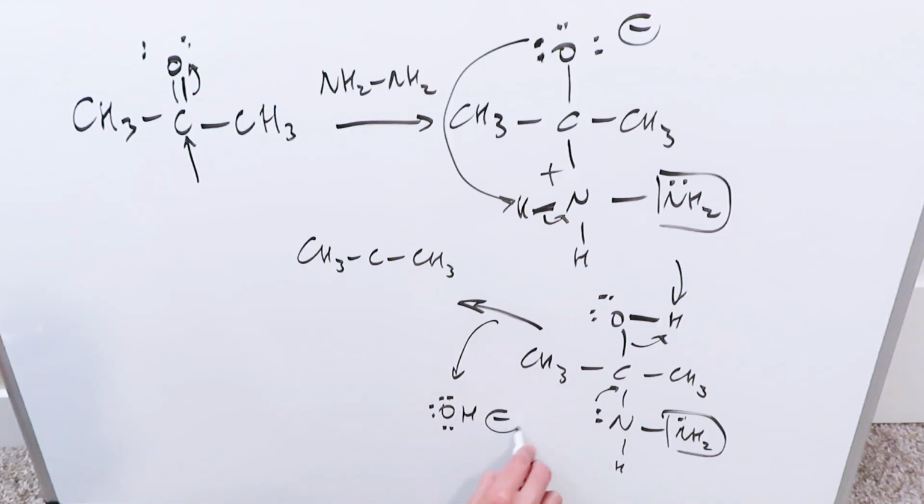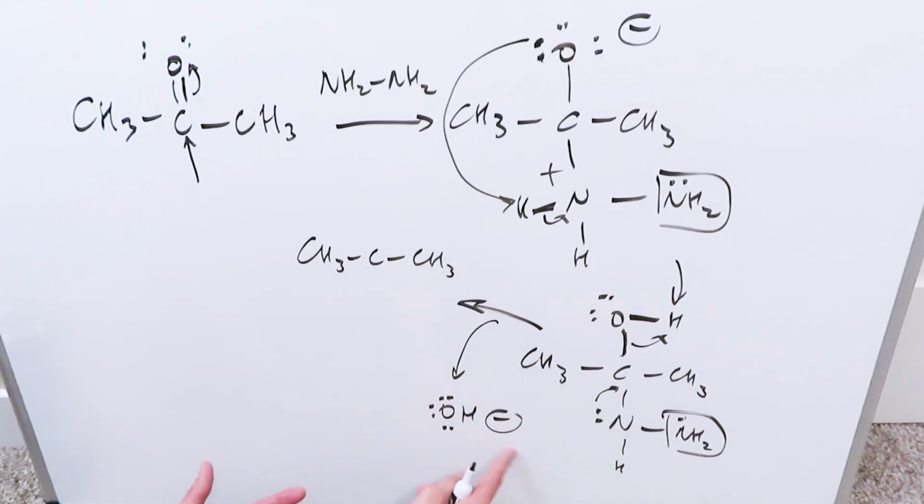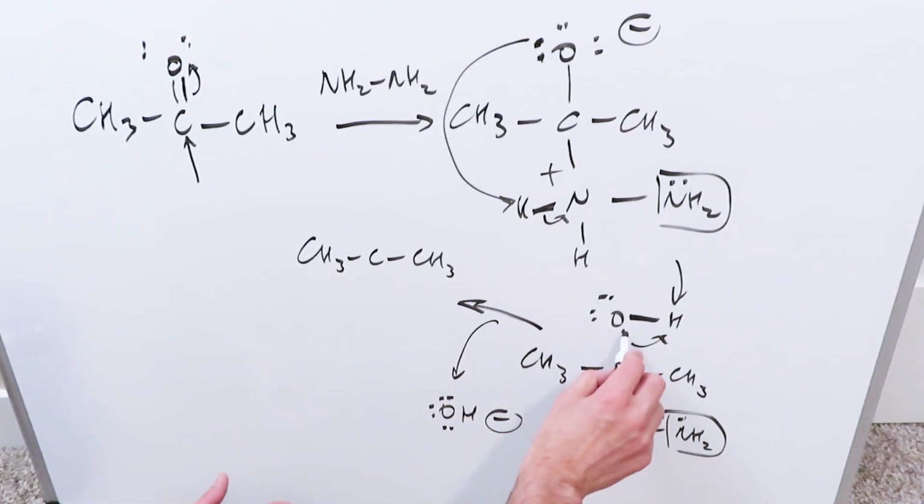Why is it a minus? Because it's got an extra pair of electrons. The two electrons of this carbon-oxygen bond will be retained by the hydroxide, hence it's nucleophilic. It's become a nucleophile. It has an excess of charge. These two electrons of this bond are retained by hydroxide.